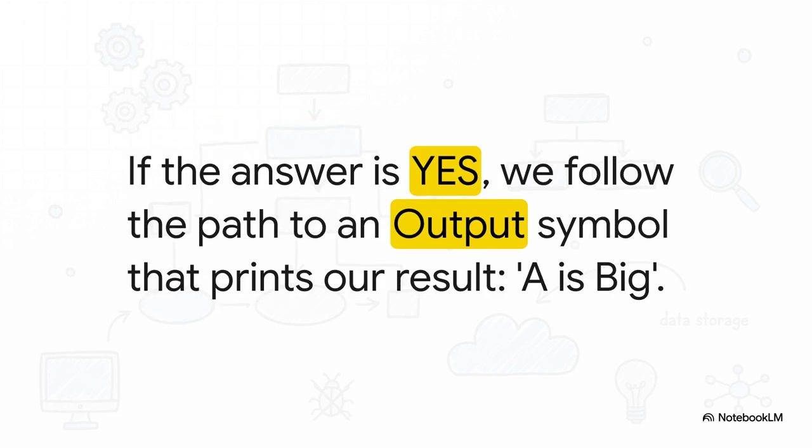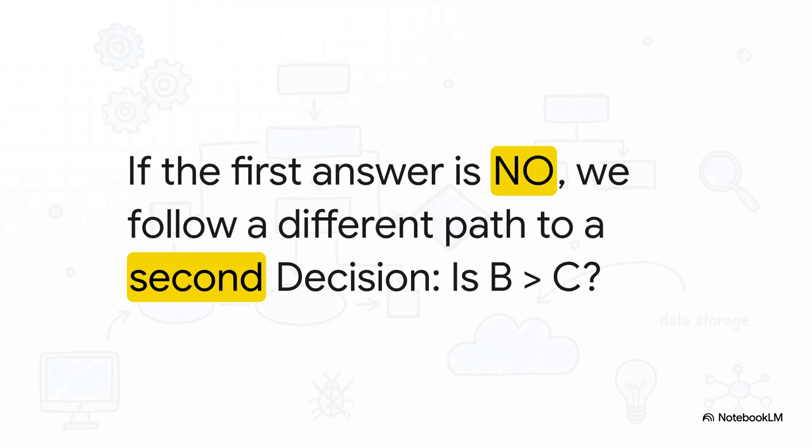So if the answer to that question is yes, then the logic is super simple. The flow follows the yes path straight to an output symbol, which just displays our result. A is biggest. And just like that, that branch of the problem is solved. Done.